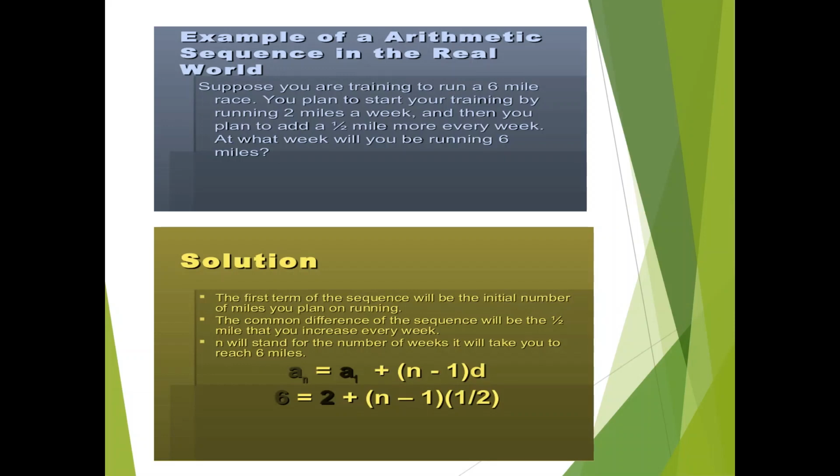So the nth term formula is an is equal to a1 plus (n minus 1) into d. Here an is equal to 6 and a1 is equal to 2 and d is the difference, 1 by 2. On simplifying, we get the n value.